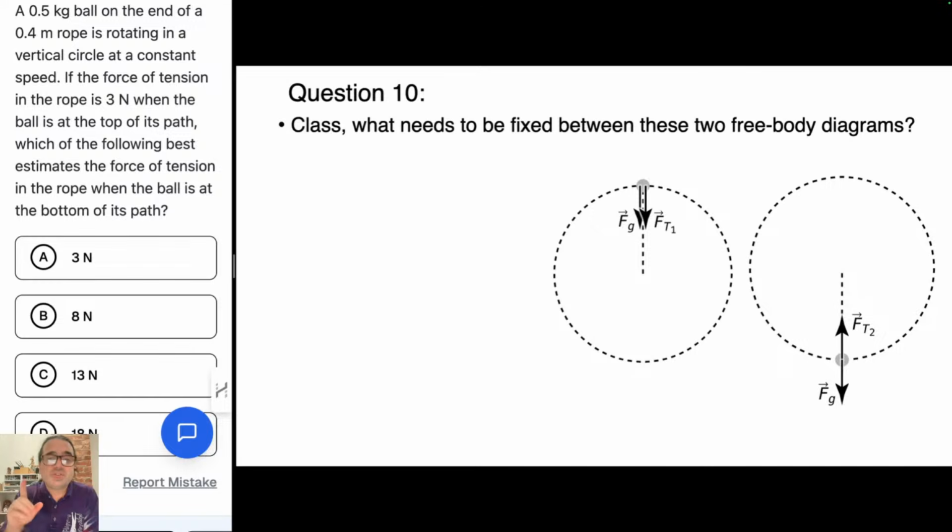So force of tension 2 needs to be longer in our free body diagram. We determined that force of tension 1 is 3 newtons and force of tension 2 is 13 newtons. But in our free body diagrams, we've drawn force of tension 1 and force of tension 2 to be the same. So force of tension 2 needs to be much larger than force of tension 1. And yes, it also needs to be larger than the force of gravity. And yes, actually, that's a good point as well.